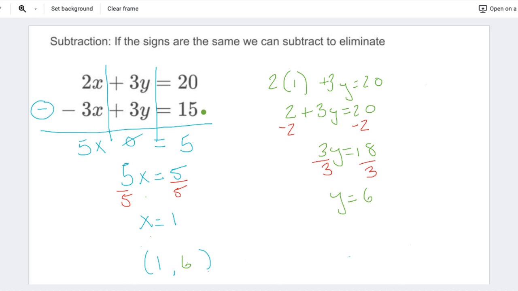So to use the elimination method, we've got to make sure both equations are in standard form and at least one set of coefficients is the same. The sign doesn't have to be the same, but the number must be the same.